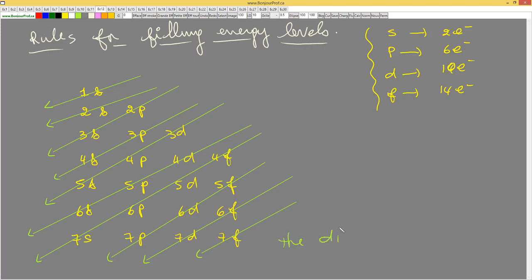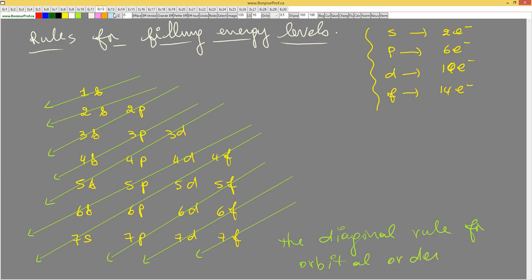The diagonal rule for orbital order. Orbital order. We call it the diagonal rule.